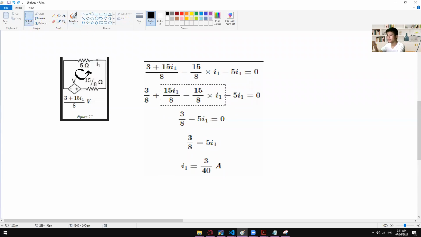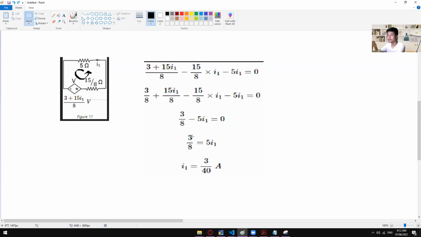So in here, we simply do the math. So 15 I sub 1 divided by 8 minus 15 I sub 1 divided by 8. Actually, this one is also 15 I sub 1 divided by 8. So as you can see, this will give us 0. That is why we now have two remaining expressions right here, which is 3 divided by 8 minus 5 I sub 1. Okay?